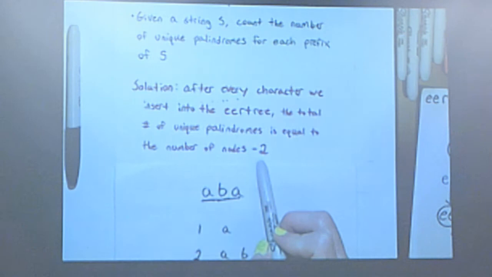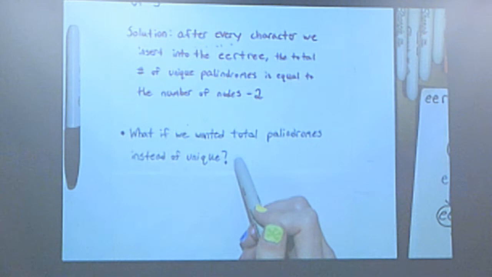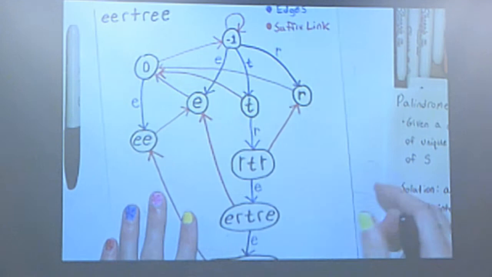So next, this is for unique palindromes, but what if we wanted the total number of palindromes instead of just unique? This is where the properties of the Eertree really help, where the suffix links here will form a tree rooted at -1 here.